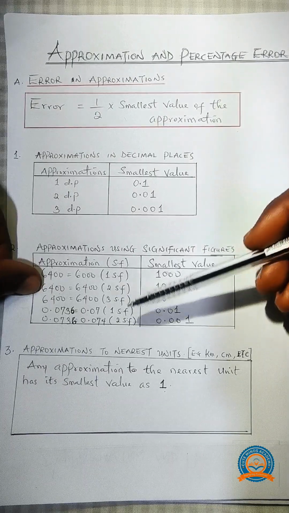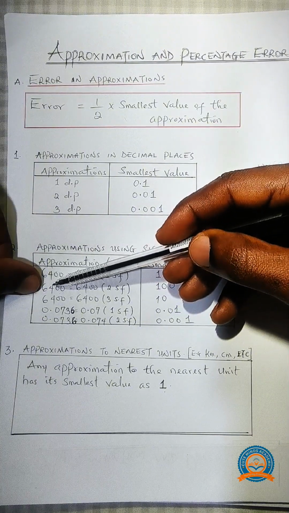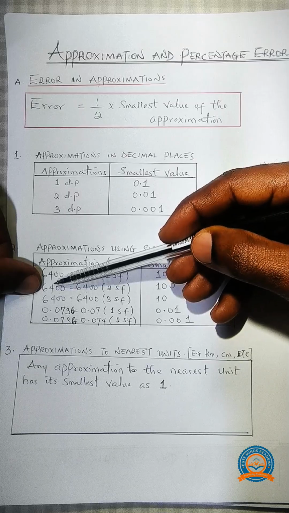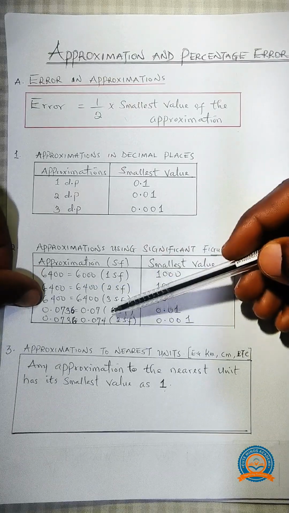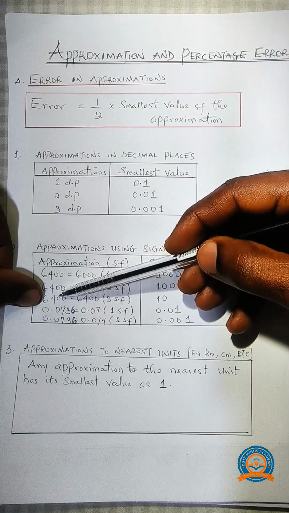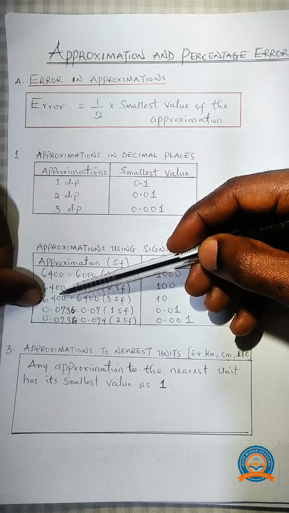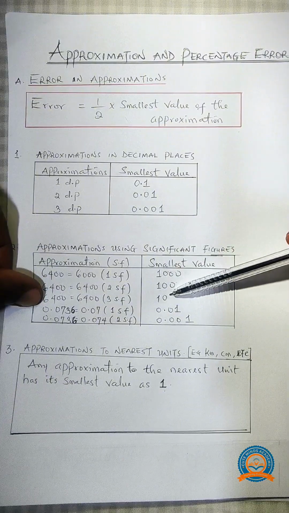That's what we use as our smallest value of the approximation. But if the number is rounded off to two significant figures, the second significant figure here is this digit 4, and the position of 4 here is 400. So the smallest value of the approximation is 100. And if the number is rounded to three significant figures, the third significant figure here is 0, because this 0 is in the position of tens. This is unit, this is tens. So we say the smallest value is 10.